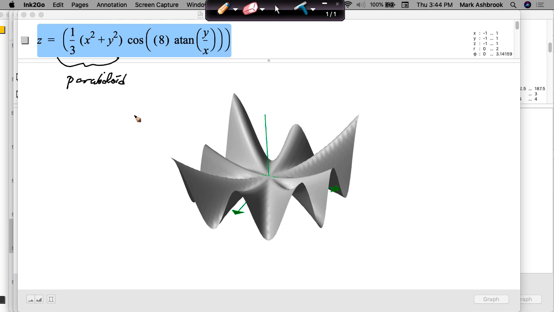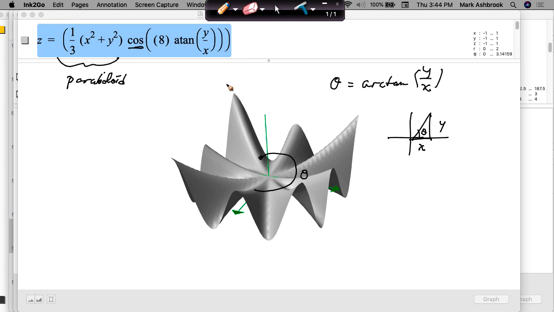But then as you go around in a circle, as theta increases, I want a cosine function. So I'm doing a cosine function. And how do I get theta? Theta is the arctangent of y over x. If you have an x coordinate and a y coordinate, that's opposite over adjacent. So as theta goes around, by doing cosine of 8 theta, that makes it wavy. It's doing a cosine curve around a paraboloid.